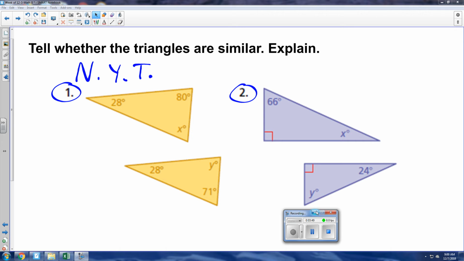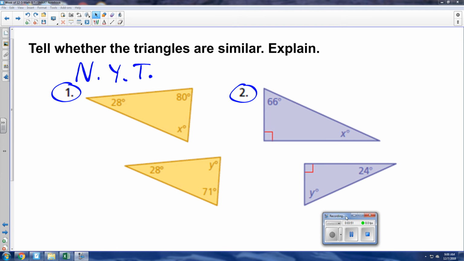So if you don't have an answer to number 1, why don't you pause right now, because I'm going to reveal the answer, and I don't want to spoil it. Okay? So spoiler alert. 1, I believe, is not similar. They're not similar. I'm not going to go into why, because this is a now you try. You're supposed to have your own work on this problem. But I want you to know that the answer is no. They're not similar.